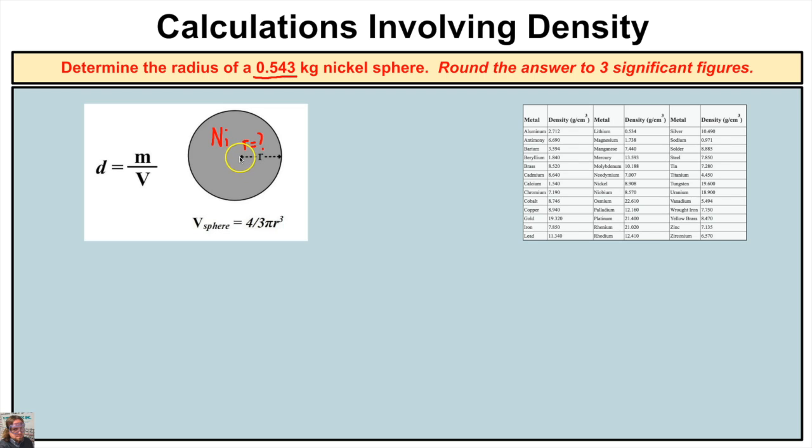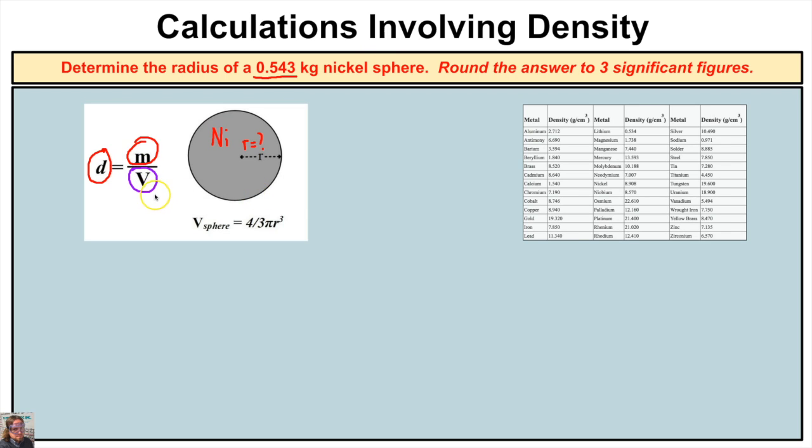If you think about this problem, we're going to have to use the density formula, right? D equals m over v, or density equals mass over volume. We're going to use this table of densities and find nickel in here, and that's going to tell us D. We also know the mass, 0.543 kilograms. So we're going to use these two values to find the volume of this sphere.